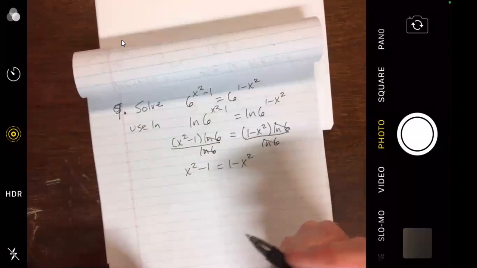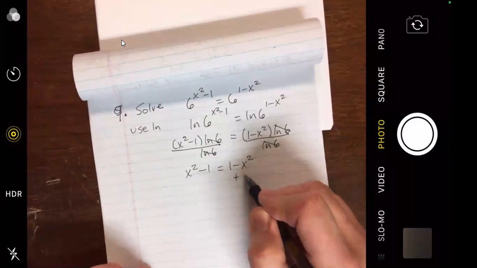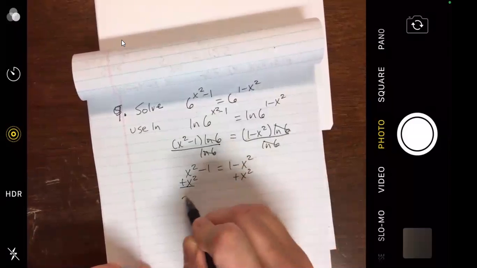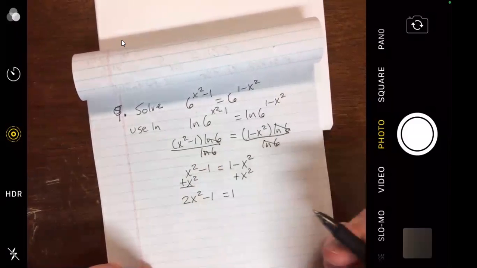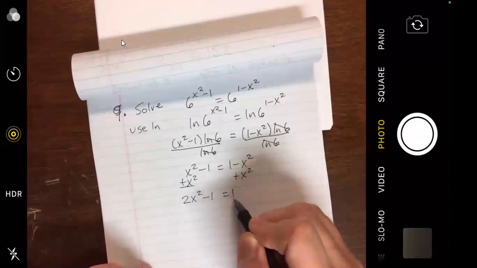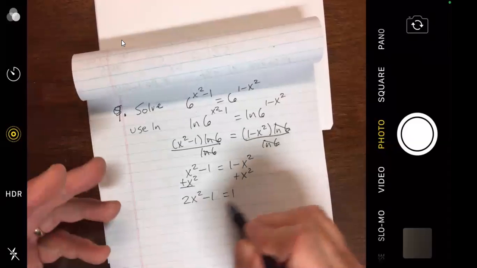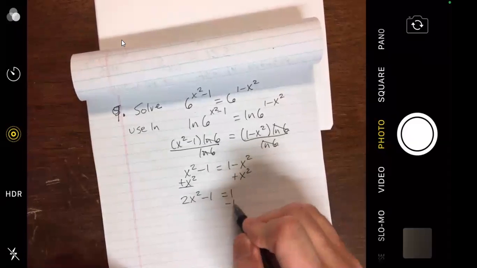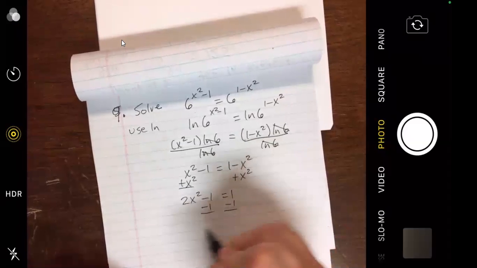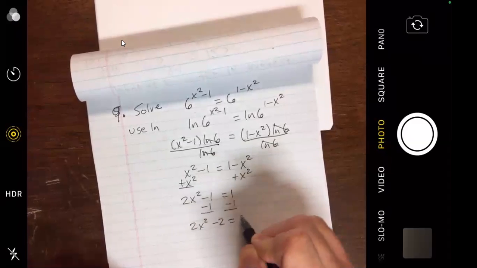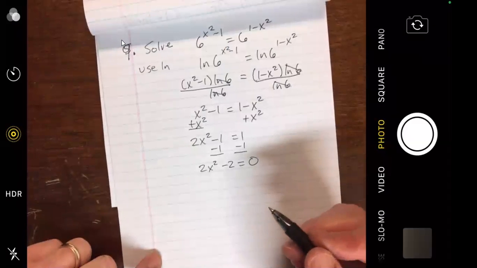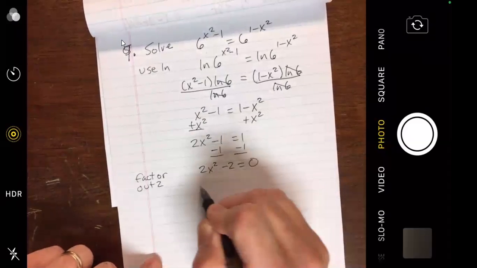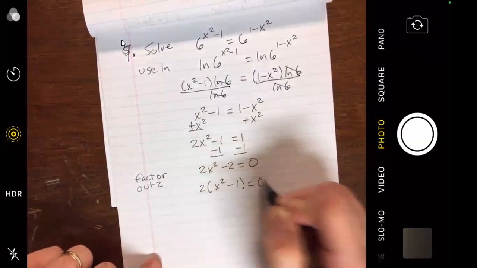All right, now I hope everybody knows what to do. With x squared, you want to bring everything to one side. I'll just do it one piece at a time. 2x squared minus 1 equals 1. You could bring the 1 over and divide by 2, or we can factor. I think I'll just bring everything to one side. 2x squared minus 2 equals 0. You can factor out the 2. x squared minus 1 equals 0.